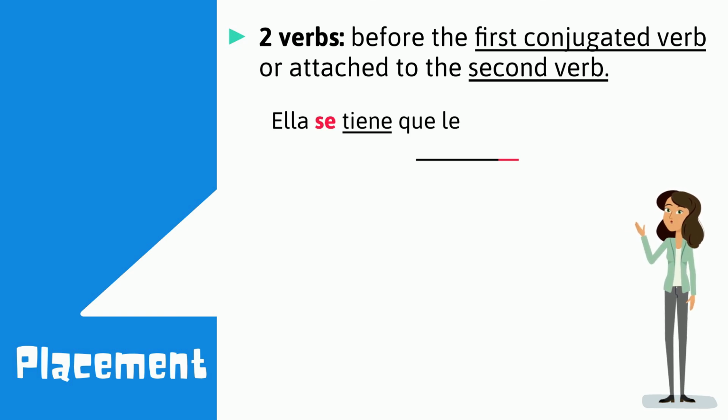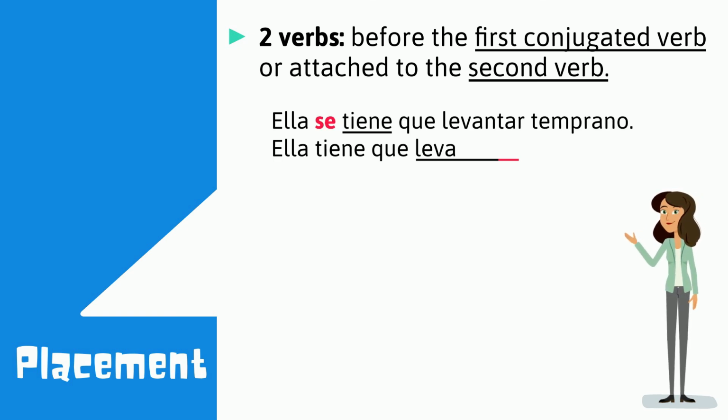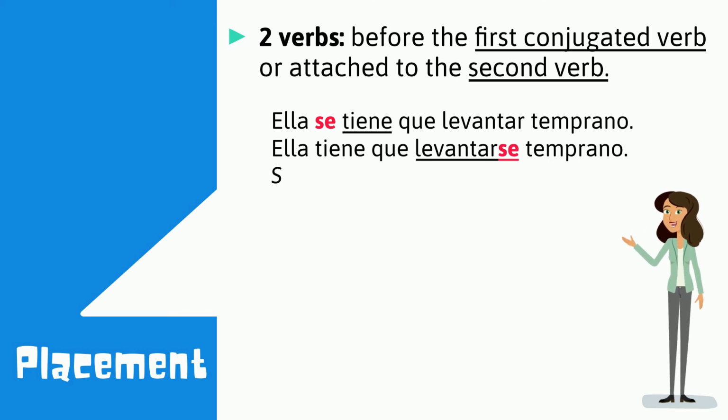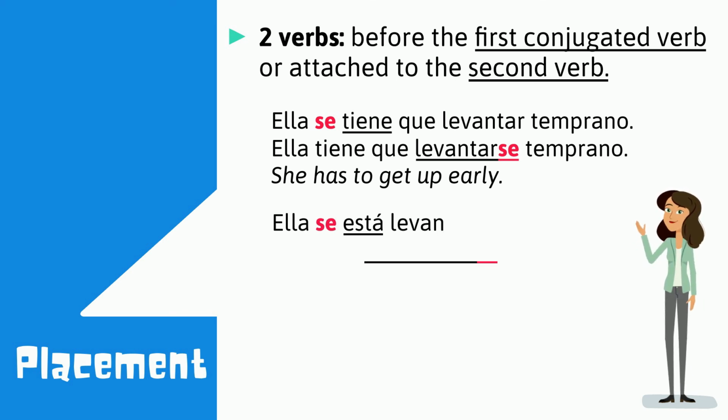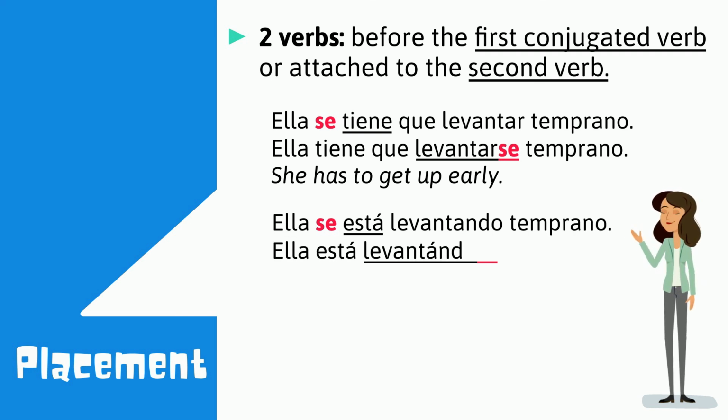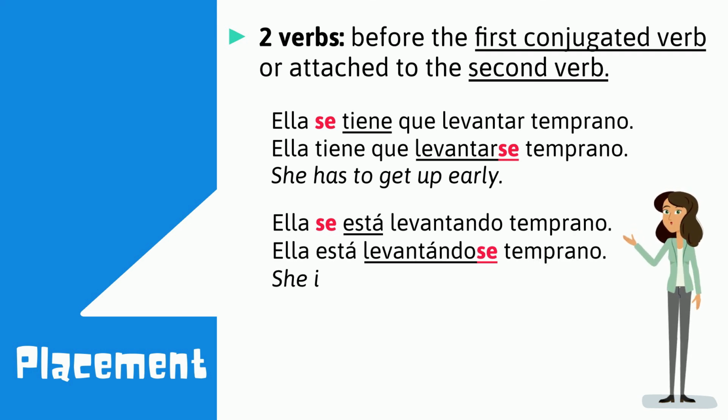Ella se tiene que levantar temprano. Ella tiene que levantarse temprano. She has to get up early. Both options are acceptable, and Spanish speakers will use them both. Ella se está levantando temprano. Ella está levantándose temprano. She is getting up early.